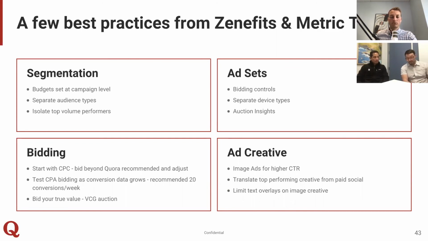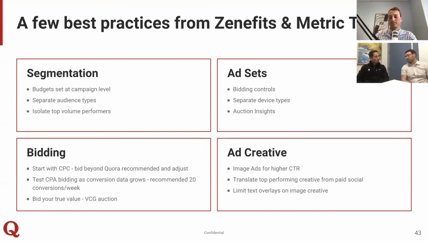With bidding, you want to start with CPC bidding. I think a lot of our clients have seen a lot of success, especially with social platforms like Facebook, with bidding to a cost per action. But with Quora, you really want to start with CPC bidding to get scale with that audience first and to start learning. So once you actually hit a certain number of conversions, and Quora recommends about 20 a week, that's when you should switch from CPC bidding over to CPA bidding.